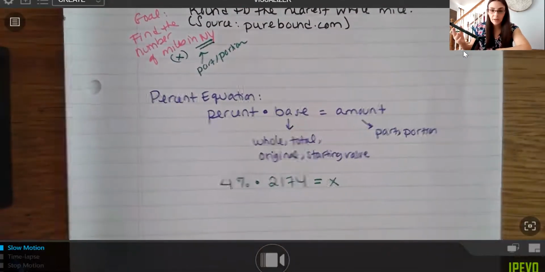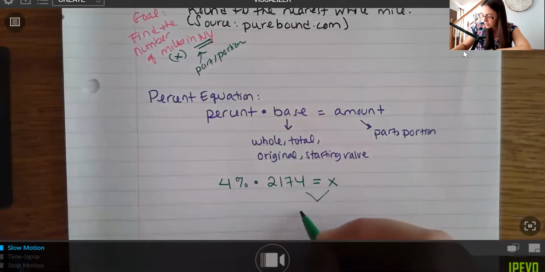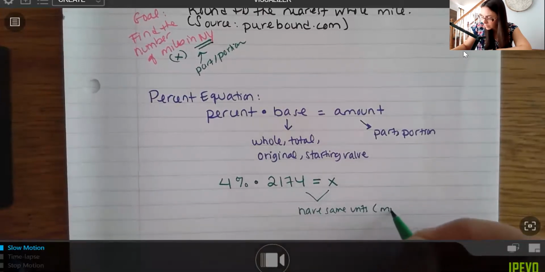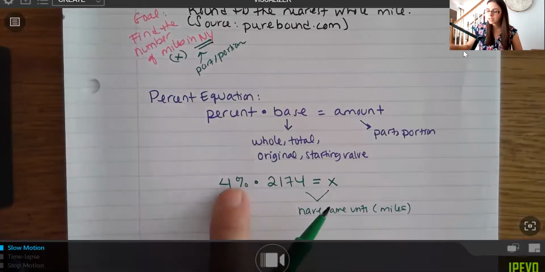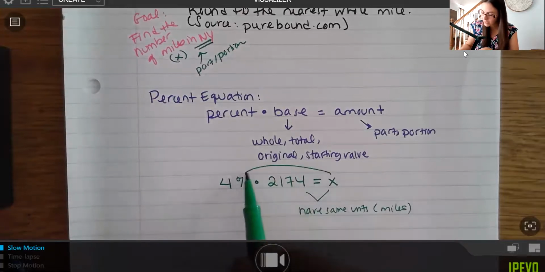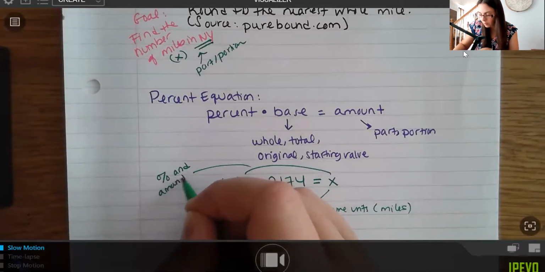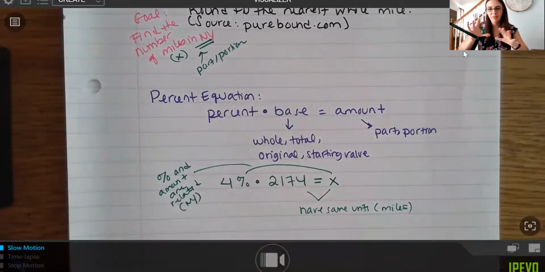A couple things you do want to check. One is that your units should match. So I do want to note that these have the same units. My base and my amount are both miles. So you do want to make sure your units are consistent. And then again, your percent should relate to your amount. The other thing you're looking for is that the percent and amount are related. And in this case, again, they both represent New York. So that's just a couple little quick checks to make sure you're on the right track.